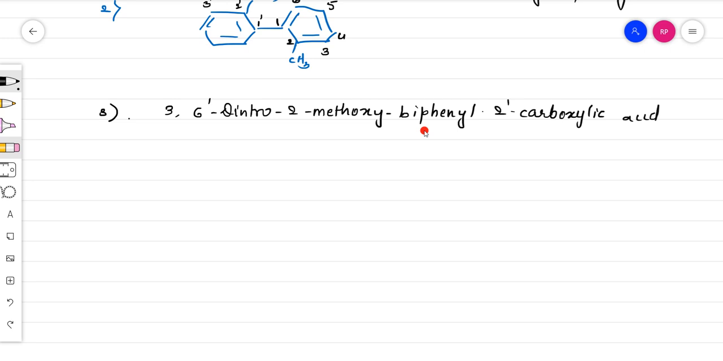Okay, this could be written as diphenyl also. So let's draw first biphenyl. Now let's number it. Number it from any side you want. If you want 1 dash, you put 1 dash over here. 1 dash, of course, will be here. You can put 2 dash over here or here. Anything is okay.